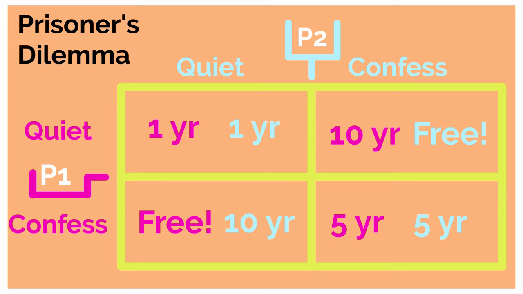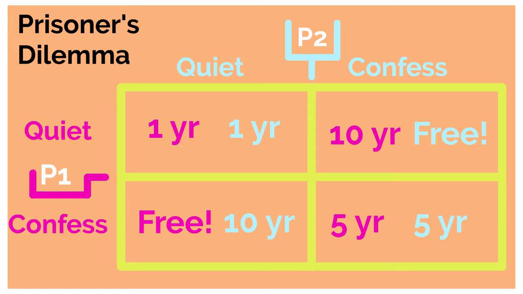As a group, they would be better off if they both remained quiet. They would each get a year in prison, and that's 2 years total. But as individuals, both of them would fare better, no matter what the other one does, if they opted to confess. All right, so let's say that you're player 1, or you're prisoner 1, and prisoner 2 decides to keep quiet. Well, in that case, it's better for you to confess, right? If prisoner 2 keeps quiet and you confess, you get to go free.